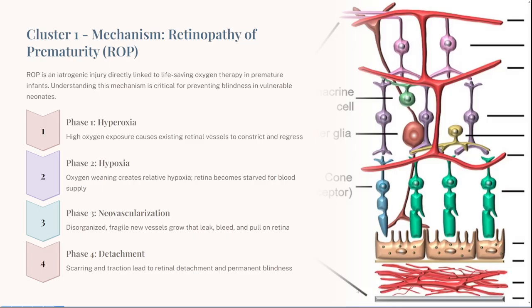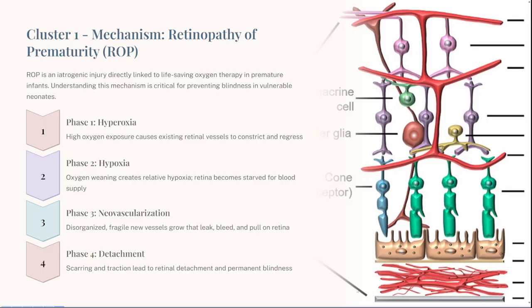Precisely. So after that initial high oxygen phase, we wean the baby off, and now they're in a state of relative hypoxia. The immature retina is starved, and it tries to compensate by growing all these new, disorganized, fragile blood vessels. Oh, neovascularization. Exactly. And these new vessels are terrible. They're leaky, they bleed easily, and this is the critical part, they pull on the retina. That pulling causes scarring and eventually retinal detachment and blindness.